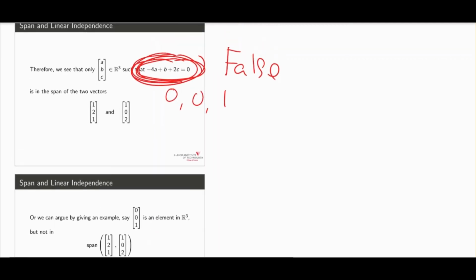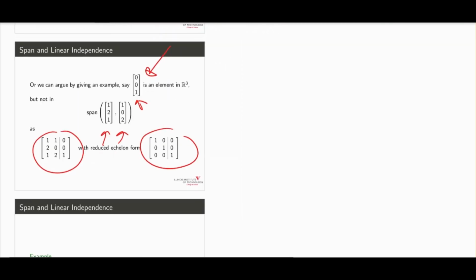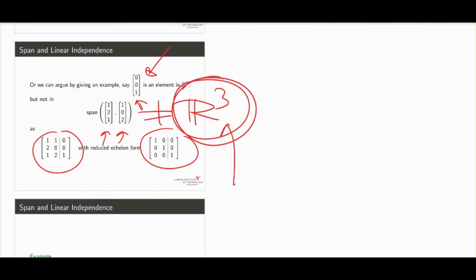Once you see this, you can pick an element and say, hey, (0, 0, 1). If you try, you see there's no solution for that. So you cannot write (0, 0, 1) as a linear combination of these two vectors. Therefore, the span of these two vectors cannot be R3, because there's something that's missing here. There's something that's in here, but it's not reachable by these two vectors.